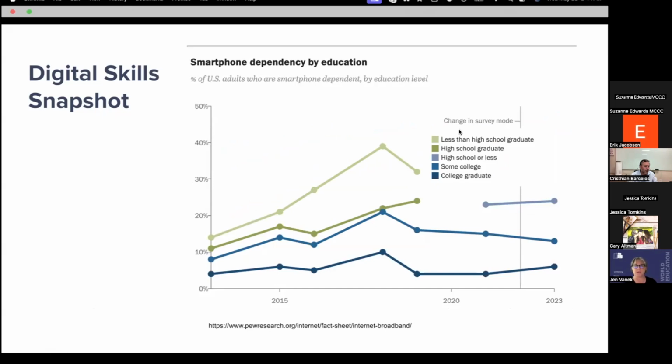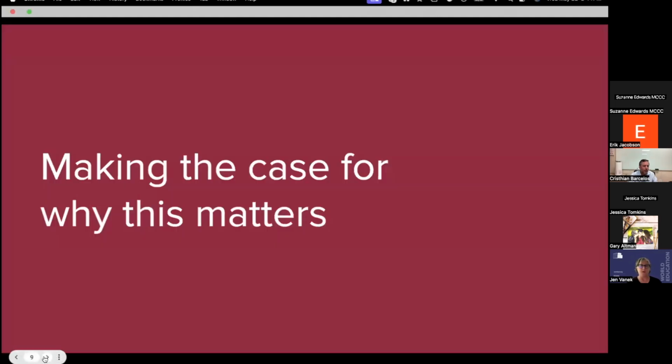And so you see up here, although this is improving, it's going in the right direction. Students who have less than a high school degree are those who are most likely to be dependent on their smartphones for access to the internet. So why does this matter? Any ideas for why this matters?